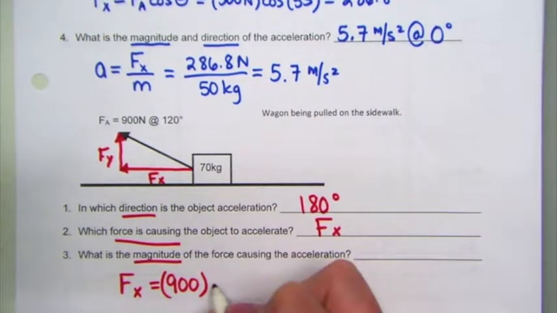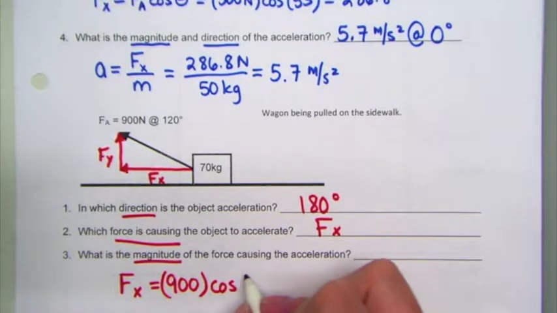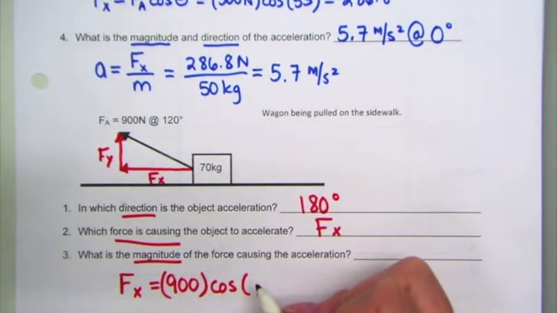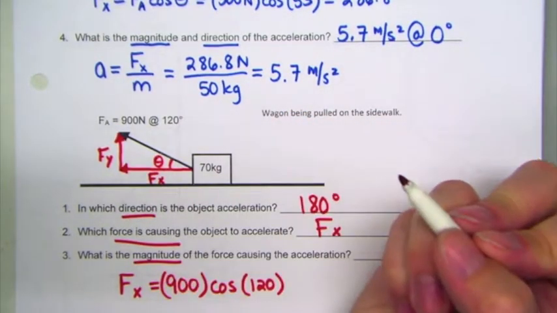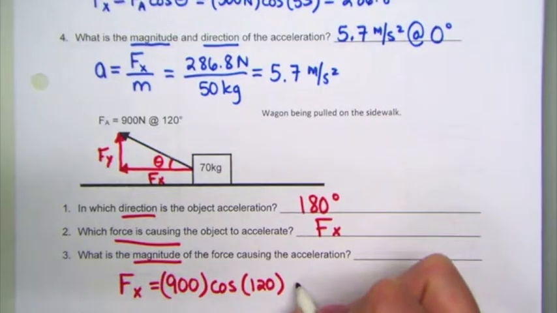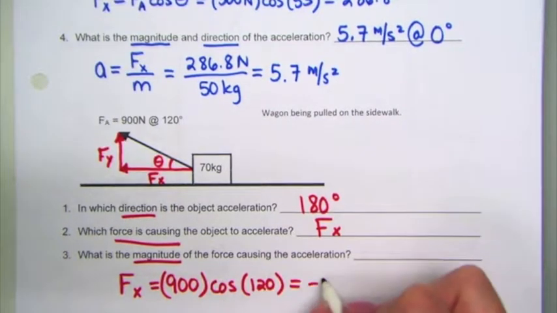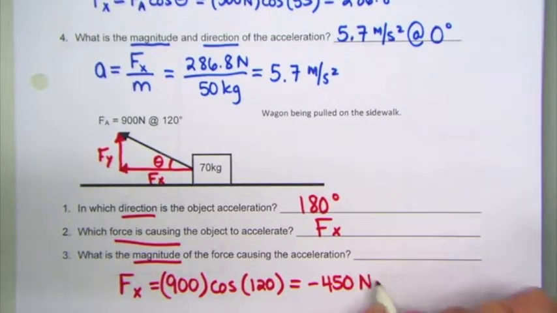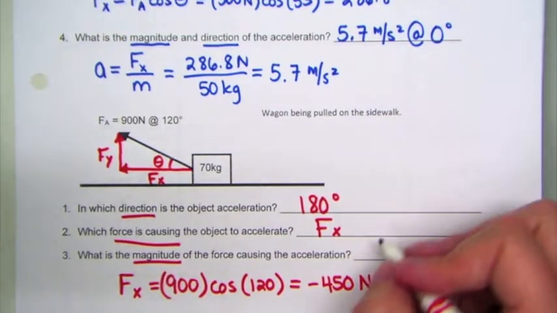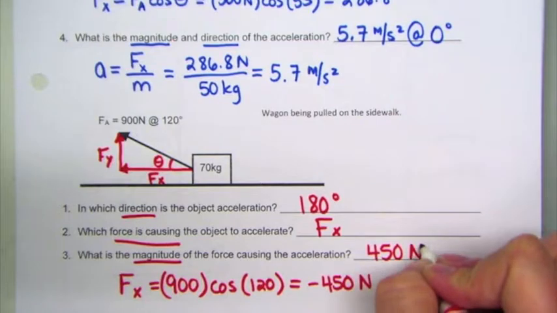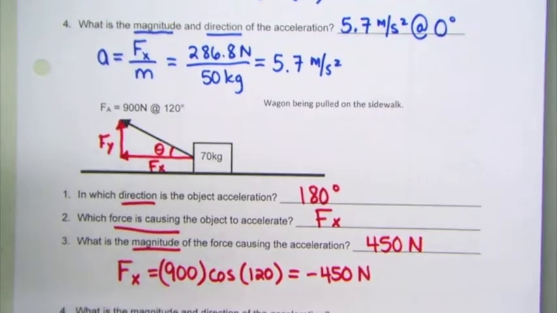900 is our hypotenuse. We're still using the cosine function. Now you have the option. You can use 120, or you can subtract from 180 and get the reference angle right here. Either way, you get the same value for Fx. The value that we get using the 120 will be negative 450. That's okay. It just means it's going to the left. That's an accurate statement. However, all I care about for my final answer is the magnitude, so I don't need the negative. Okay, negative in physics is direction.